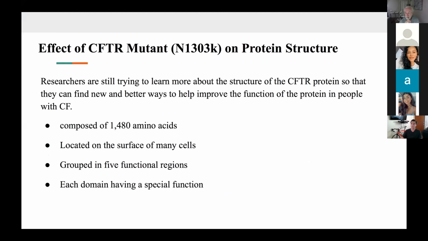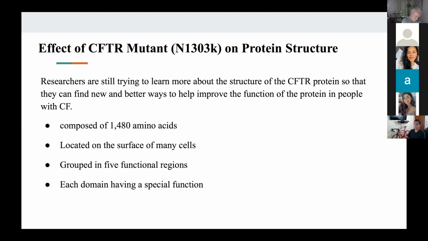Effects of the CFTR mutant on protein structure. Researchers are still trying to learn more about the structure of the CFTR protein so that they can find new and better ways to help improve the function of the protein in people with CF. The CFTR protein is composed of 1,480 amino acids, which are the building blocks of all proteins, and is located on the surface of many cells in the body.